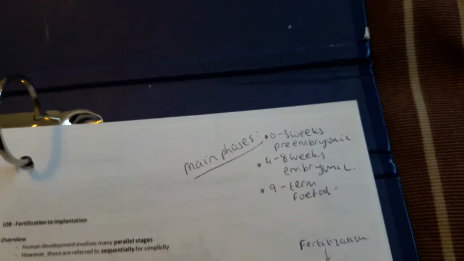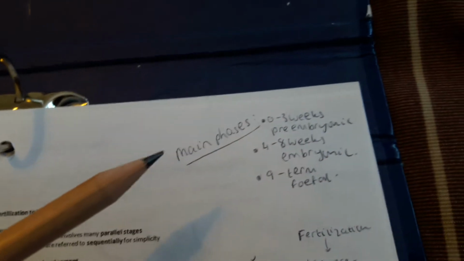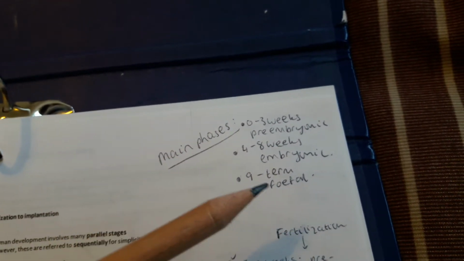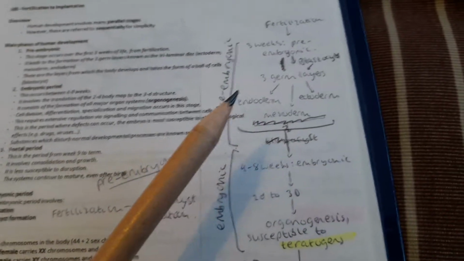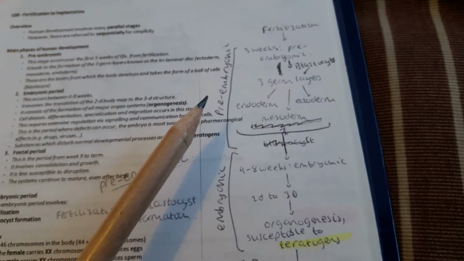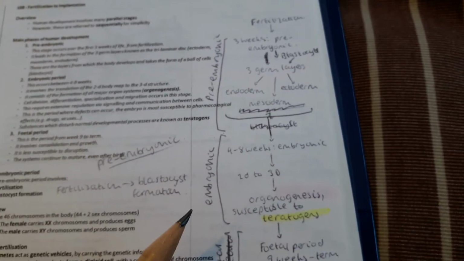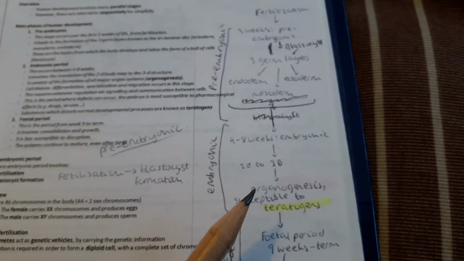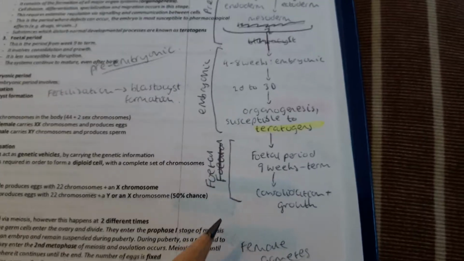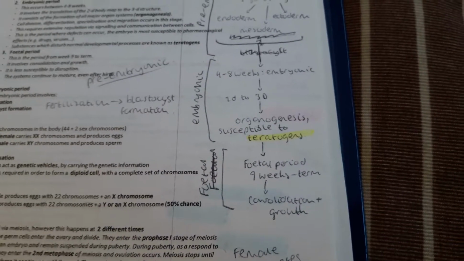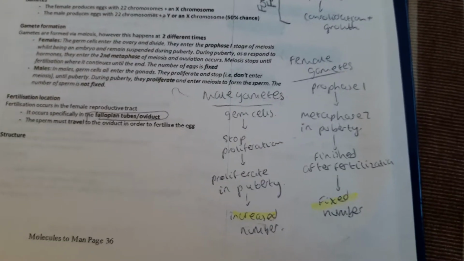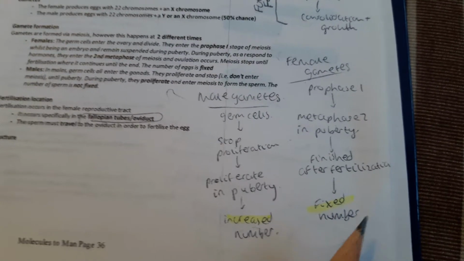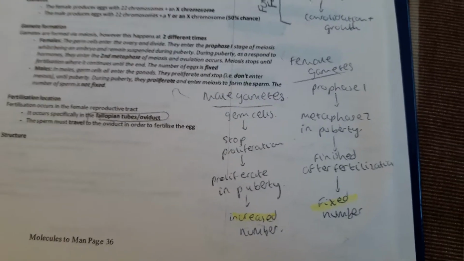So now to quickly summarize everything that I talked about in this lecture, the three main phases: pre-embryonic, embryonic, and fetal. I gave an overview of what happens in each phase, with the blastocyst and trilaminar disc being created in the pre-embryonic phase, embryonic phase going from 2D to 3D, and the fetal stage being for consolidation and growth. I talked about the difference between male gametes and female gametes and the fact that you have a fixed number of female gametes, whereas male gametes actually increase in number.